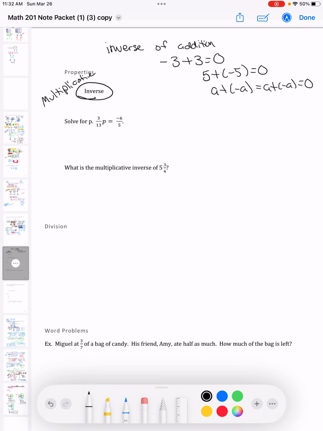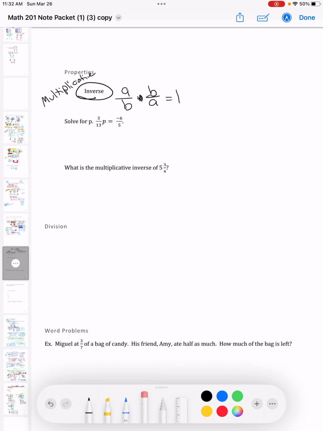The multiplicative inverse: if I have a number, a over b, and I flip that, I don't want to have an equal sign there, I'm going to multiply. If I flip the numerator and denominator, that's the inverse. That equals 1. Let me give you some examples. So for instance, 3/4 times 4/3 equals 1.